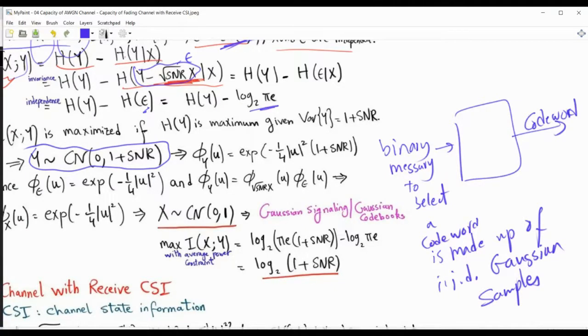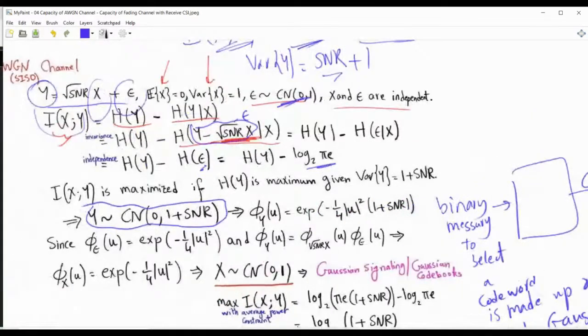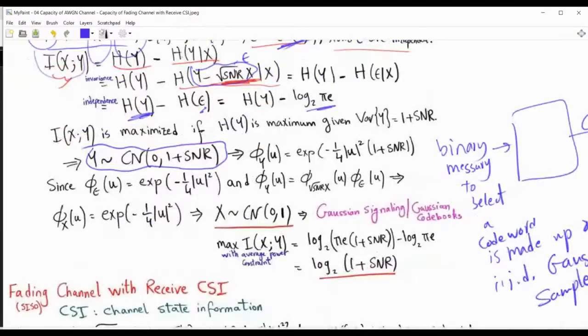If we are interested in maximizing the mutual information, what will be the maximum mutual information? Now we know that Y should be Gaussian, so the entropy of Y will be the logarithm of this thing here, and you get your very famous log 1 plus SNR expression that you know from the previous course on communications. That's the capacity of the AWGN channel. You get it via the use of Gaussian signals.